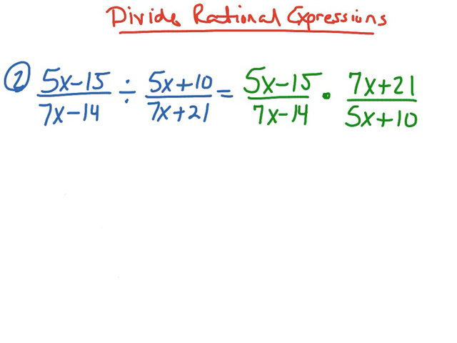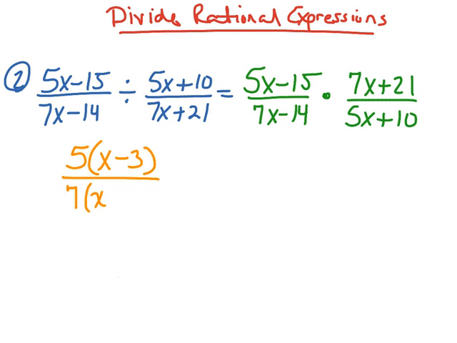Alright, so just like I did with my multiplying of rational expressions, I'm going to need to go in here and factor as much as I can. So if I start with that 5x minus 15, there is a GCF, and that GCF is 5. When I multiply 5 times x, I get 5x. And when I multiply 5 times a negative 3, I get a negative 15. Therefore, my factors are 5 and x minus 3. I'm going to do the same thing with the denominator. It has a GCF, and that GCF is 7.